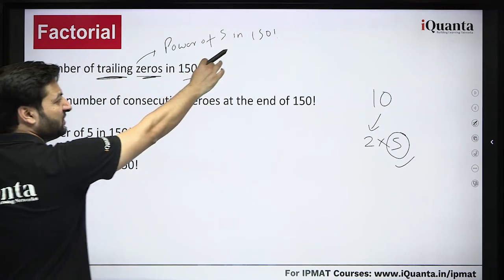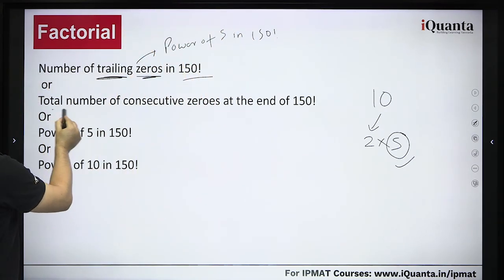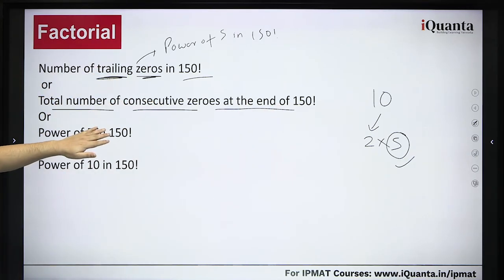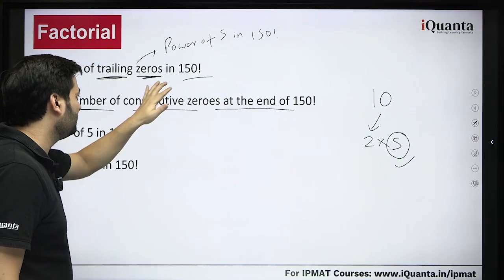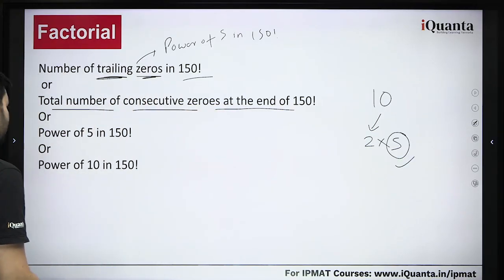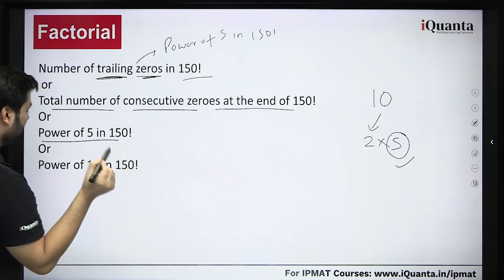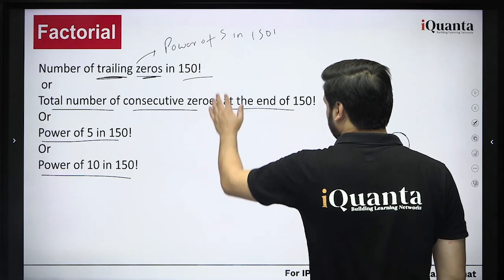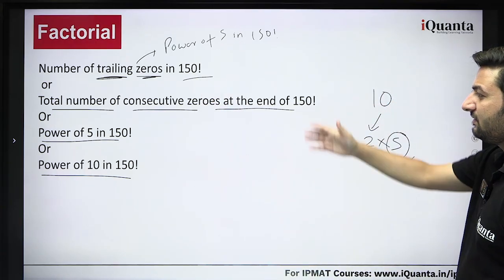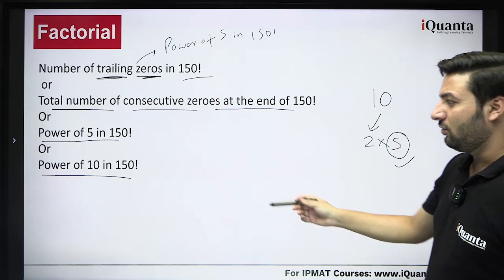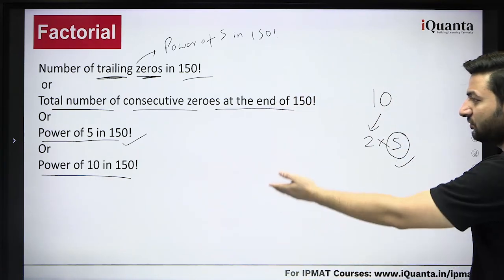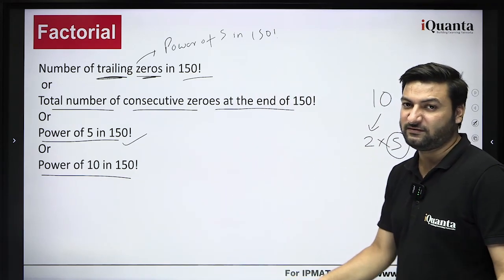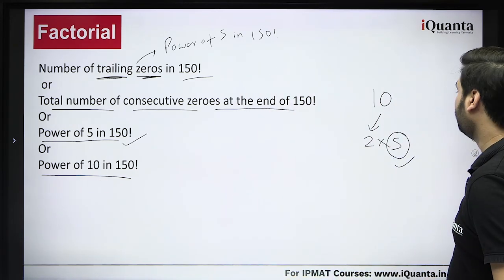So, in trailing zeros questions you do simply like this. Total number of consecutive zeros at the end of 150 factorial is again the same thing, nothing different. So, they can either write trailing zeros or number of consecutive zeros at the end of 150 factorial, or they can sometimes write power of 5 or power of 10, all of these are the same. Just the way of writing the statement is different, but ultimately you calculate the same in all. Power of 5 in 150 factorial, you know how to calculate it. For power of 10, it's not a prime number, so you will write it as 2 into 5, 5 is the limiting prime, find out the power of 5. That's how you have to do it.